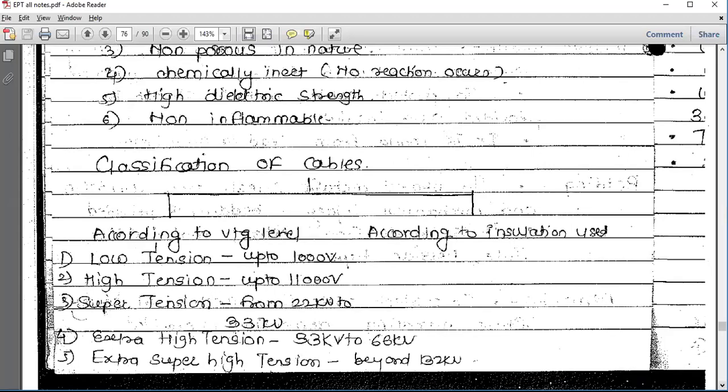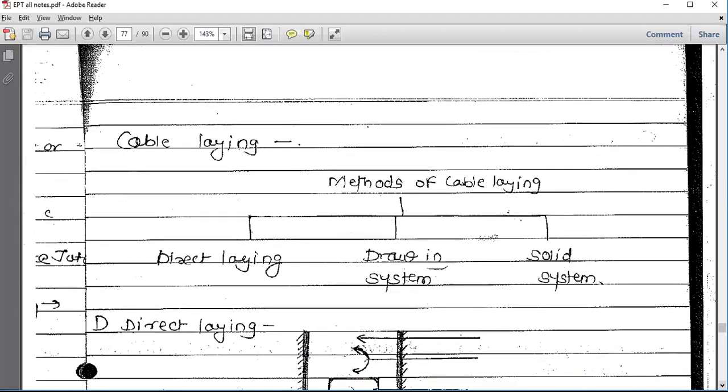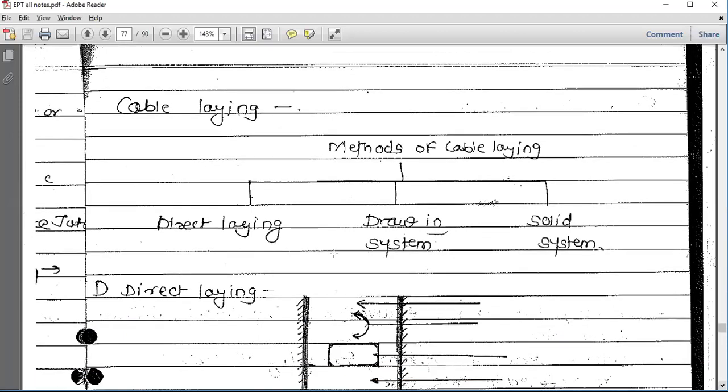Then next is cable laying methods. So there are different methods of laying cable. That means installation of cable. You have to lay cable underground. So these are the methods. In that, first one, direct lay method, drawing system, and solid system. These are the three classifications or three types. By using this, we can lay the cable underground.